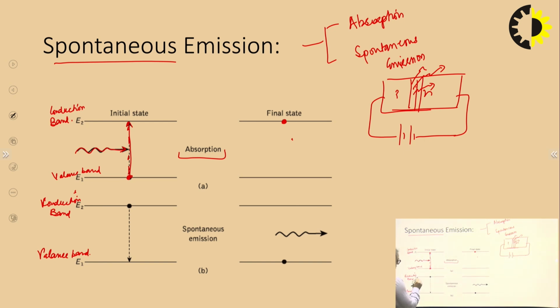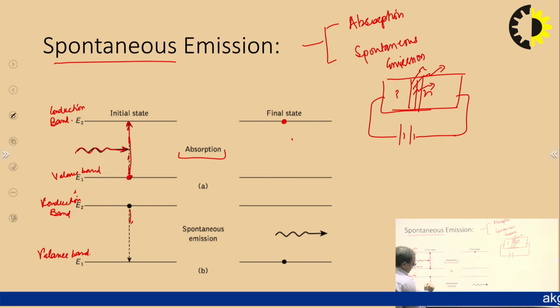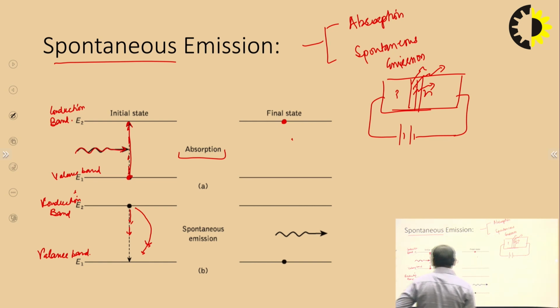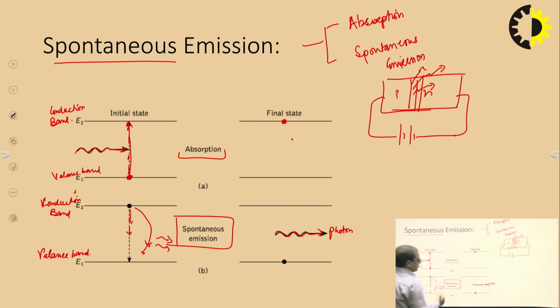Now for achieving stability of the system, this electron will have its lifetime, and it will automatically come back to the valence band. That type of emission generates some energy in the form of a photon or heat energy. That type of emission is known as spontaneous emission.